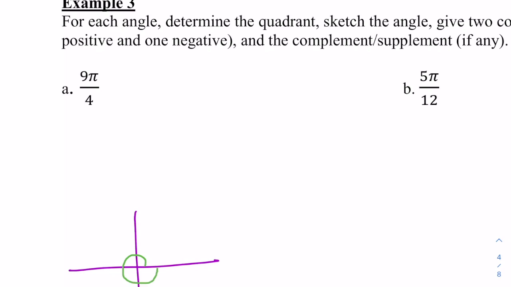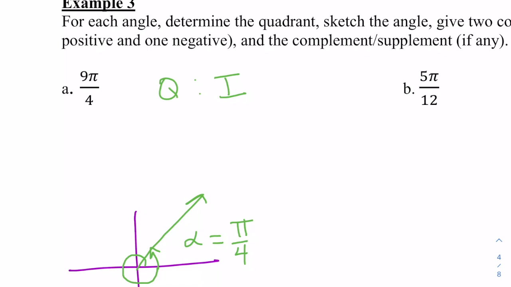So that would be 8 pi, and then 9 pi would take us into quadrant 1. So this is going to be a first quadrant angle. This reference angle would be pi over 4, right? Because 8 pi over 4 gave us 2 pi, which was the full revolution.